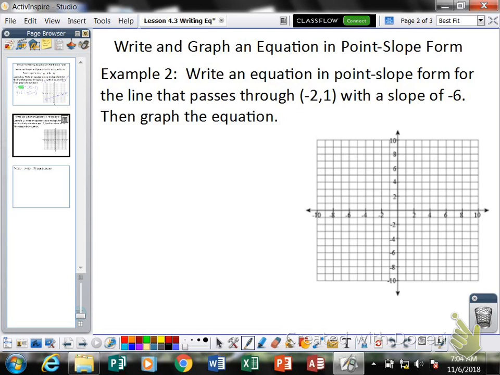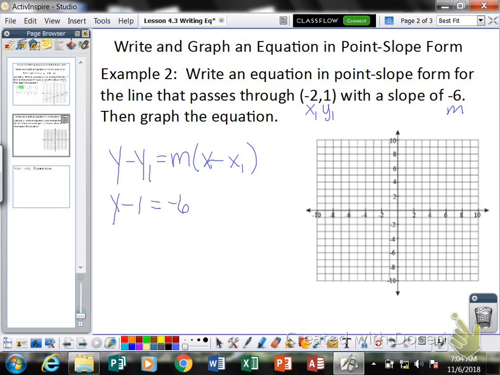So write an equation in point-slope form for the line that passes through negative 2, 1 with a slope of negative 6. So again, this is my x1, my y1, this is my m. So my point-slope form is y minus y1 equals m times x minus x1. So I have y minus 1 equals negative 6 times x minus a negative 2. Again, if you so choose, you could rewrite this as negative 6 times x plus 2. That is perfectly fine. Simplifying it.